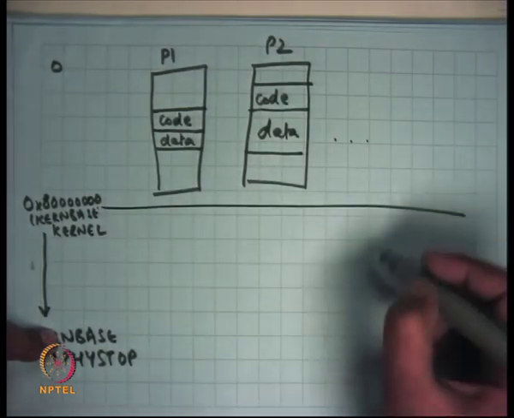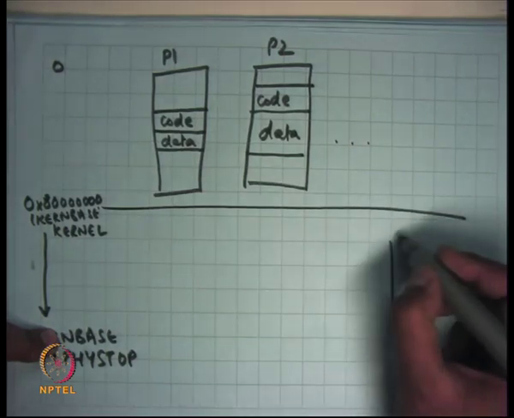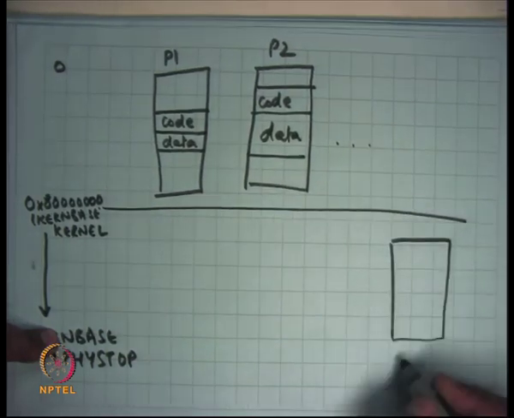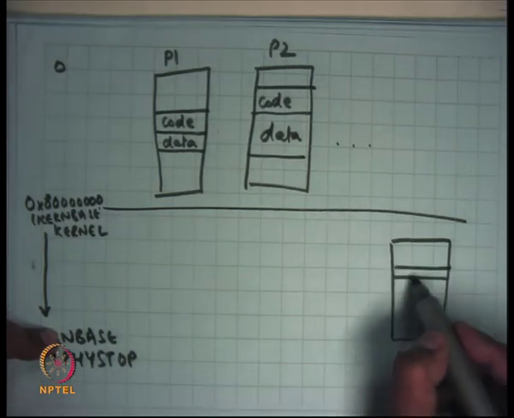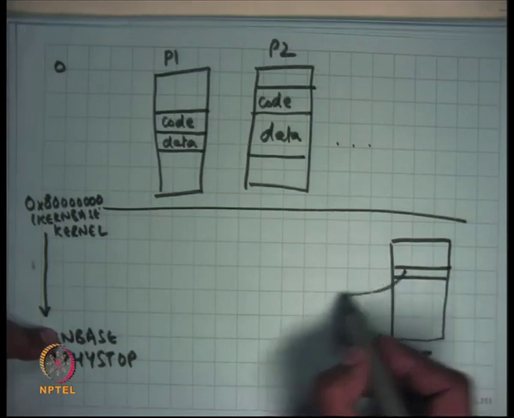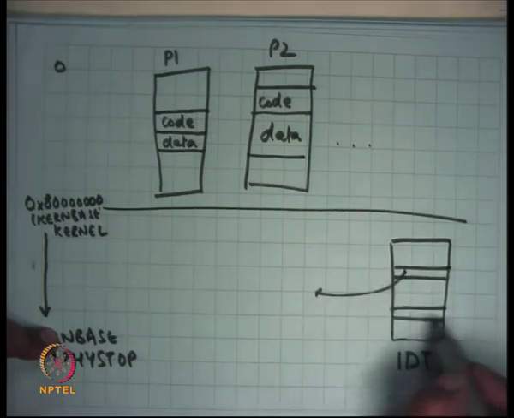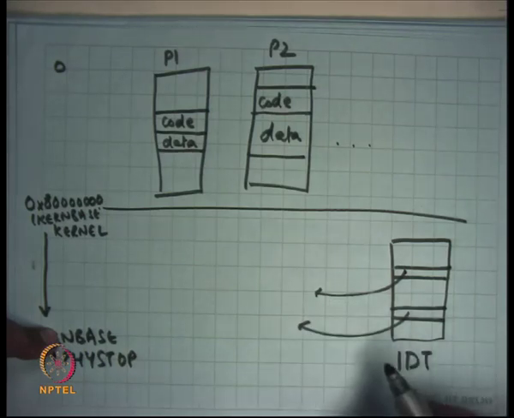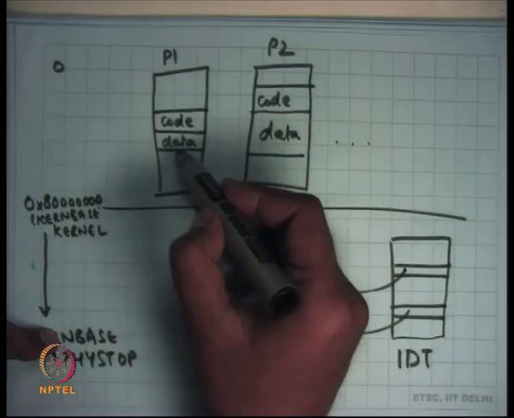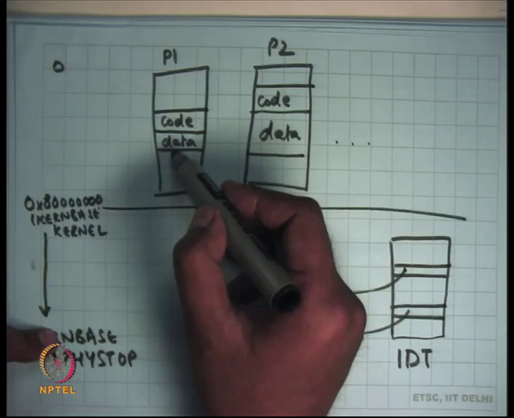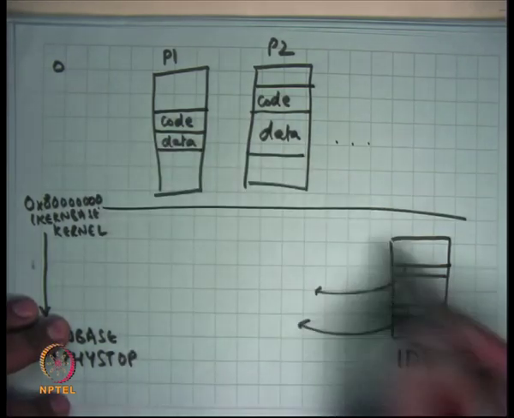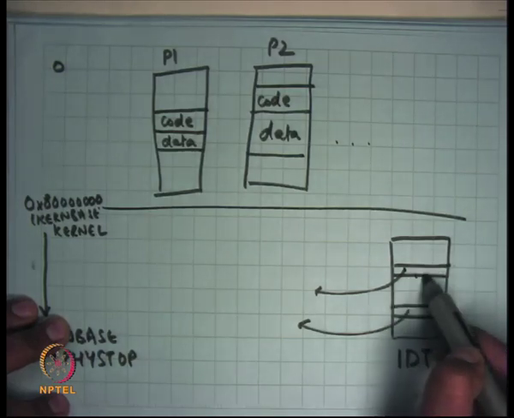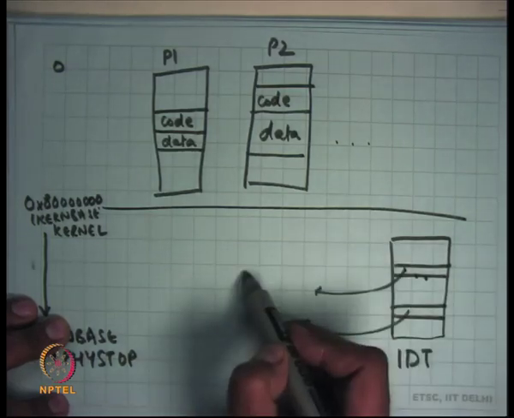Also, there will be something called an interrupt descriptor table. We have seen this before, the IDT, that is going to have pointers to handlers, and all pointers will be in the kernel space, right? So let's say P1 wants to make a system call. It uses a software interrupt instruction. The IDT gets consulted, the system call handler gets called.